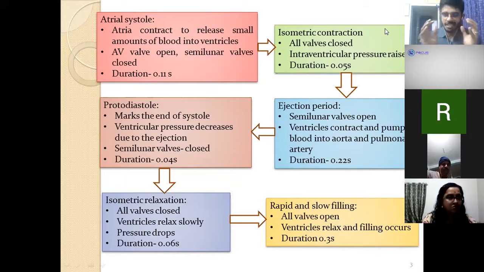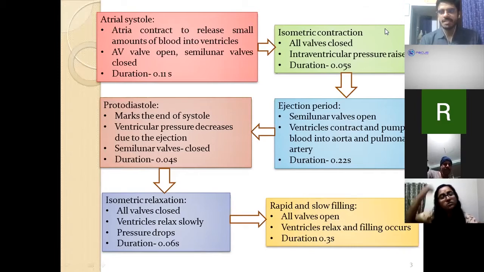And then the tension within the ventricle increases. When the pressure increases within the ventricle, it exceeds that of the nearby vessels. That means on the right side of the heart, the right ventricle's pressure will be more than that of the pulmonary artery. On the left side of the heart, the left ventricle's pressure will be more than that of the aorta. This much is clear? This is isometric contraction.